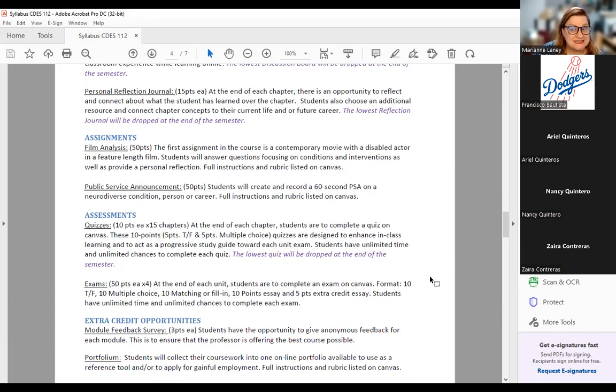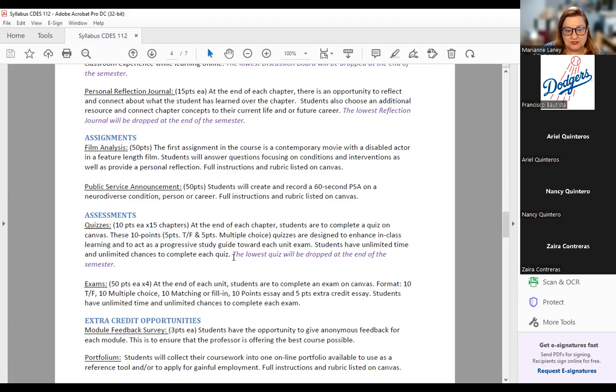Assessments, fancy term for test. In Canvas, they're all called quizzes. They don't call them quizzes and tests. They just call them quizzes. But I do 10-point quizzes at the end of each chapter. There's 15 of those. I also, again, I said multiple chances, no time limit, and none at all.